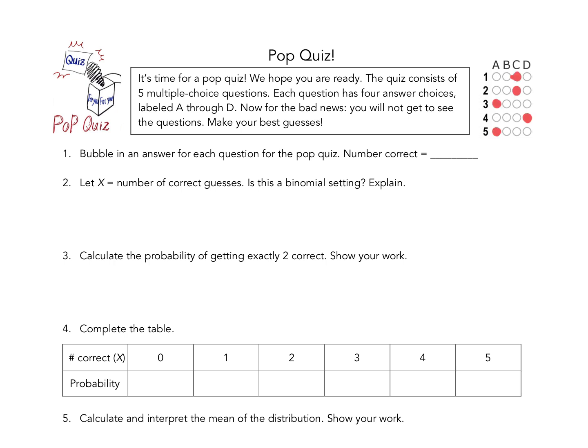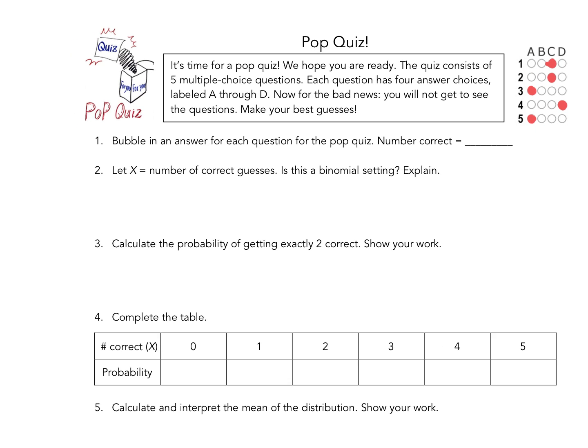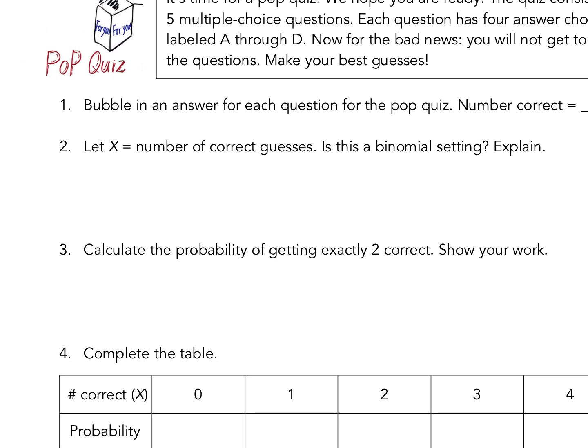Surprise, the answer to number 1 was C, 2 was C, 3 A, 4 D, and 5 A. So in number 1, you're going to list your number of correct, and then number 2 says X is going to be the number of correct guesses. Is this a binomial setting? Remember, I like to think of bins, where B stands for binary. So we have 2 outcomes. We're either correct or wrong.